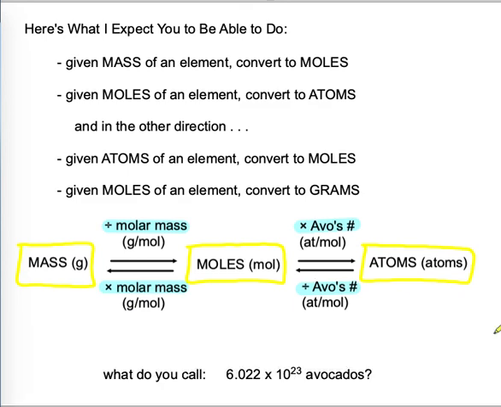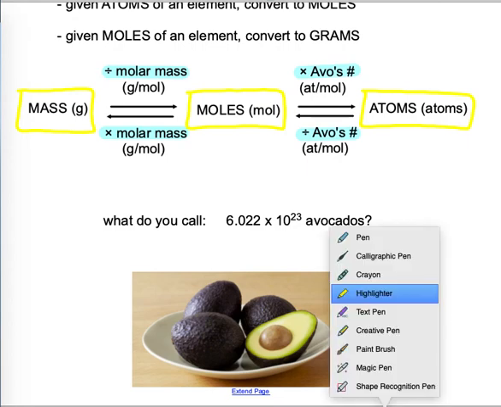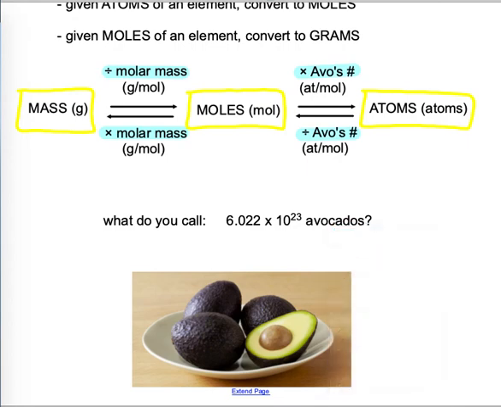Okay? Oh, this is an important point. What do you call 6.022 times 10 to the 23rd avocados? You can see this one coming. It is 1 guacamole. I'm really sorry about that. That's the unit.